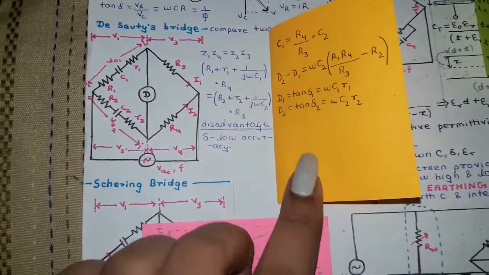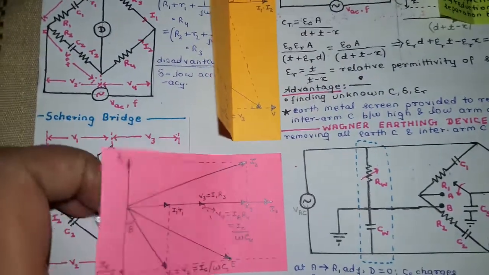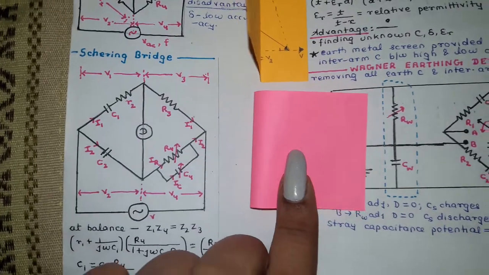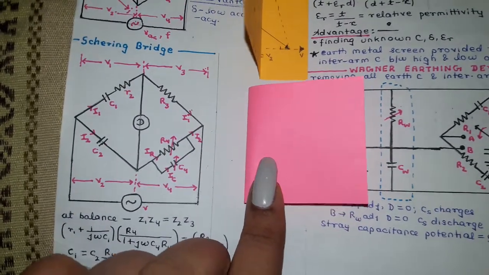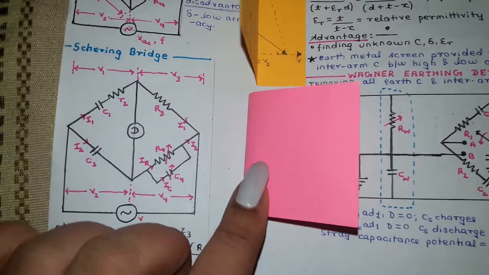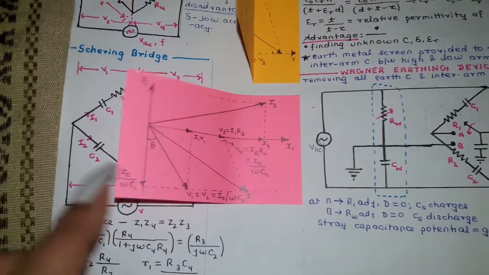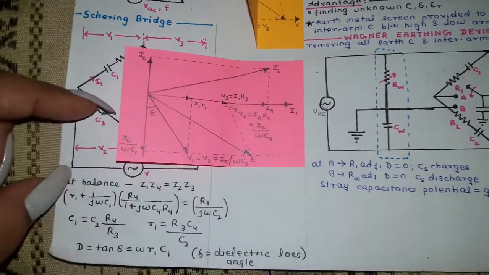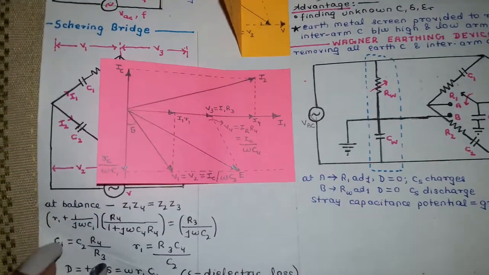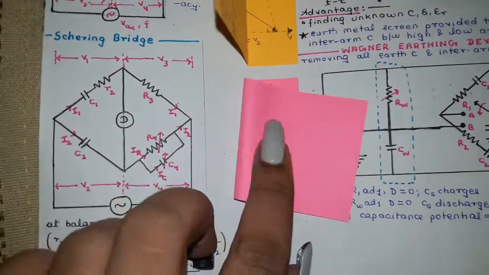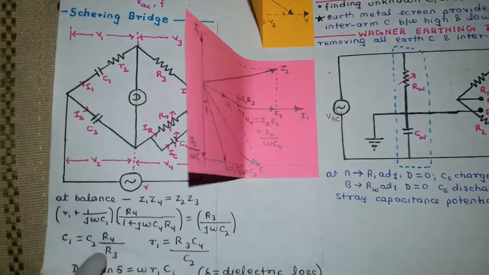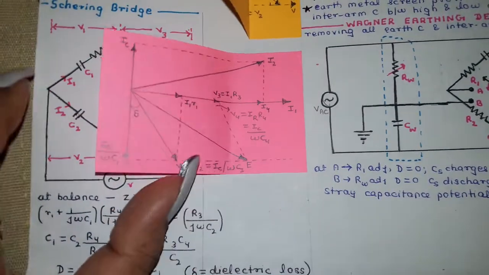Now we shall be discussing Schering bridge. This is your required circuit diagram over here. Same thing, we are calculating the unknown capacitor with the help of a known capacitor here as well. At balanced condition, you use these particular formulae. You calculate your unknown C1, and you can calculate your R1 also.